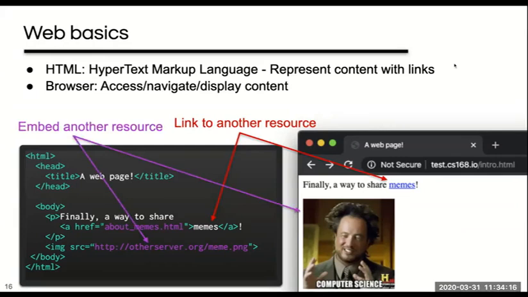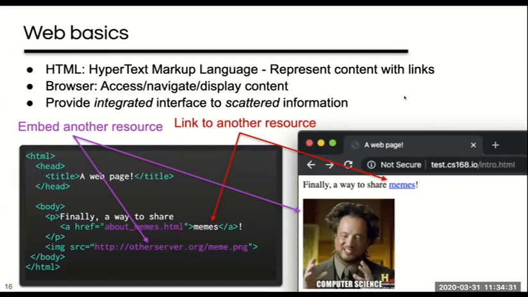You can also embed content in other content, and note in this case that the embedded resource isn't local, it's somewhere else. And this is the magic of the URL. In general, systems just didn't work like this before. So this is what I meant when I talked about providing an integrated interface to scattered information.